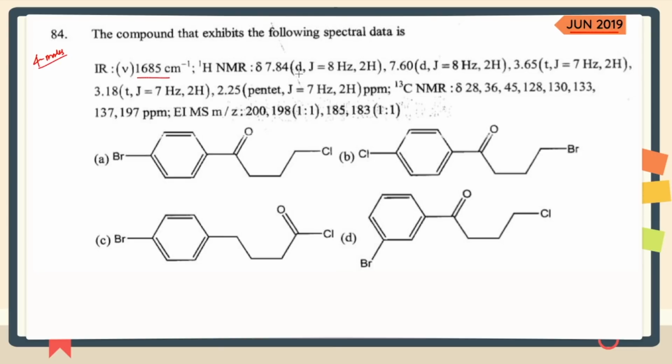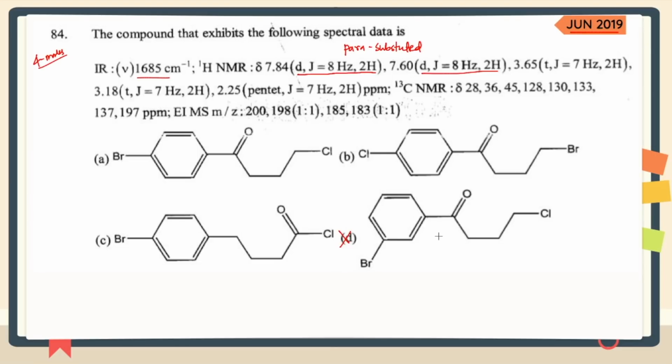There I have said you that whenever you get a doublet with 2 hydrogen, J is equal to 8 hertz, what does it tell you? It tells you that the molecule is para substituted. So this is the thing which you can first of all analyze from here. So the molecule is para substituted, so you can easily cancel out your option number D. D is not going to be your answer in any way.